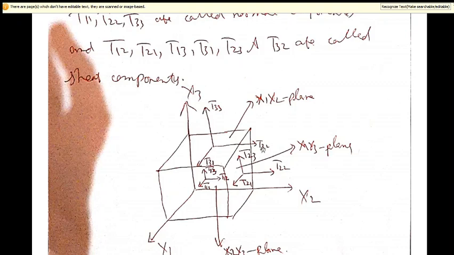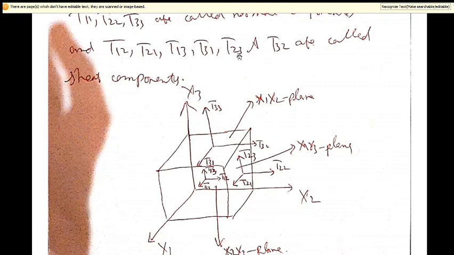This first index is telling about the plane. With the help of the first index, you can see in which plane this component will lie, and with the help of the second index you will tell in which direction it will be.